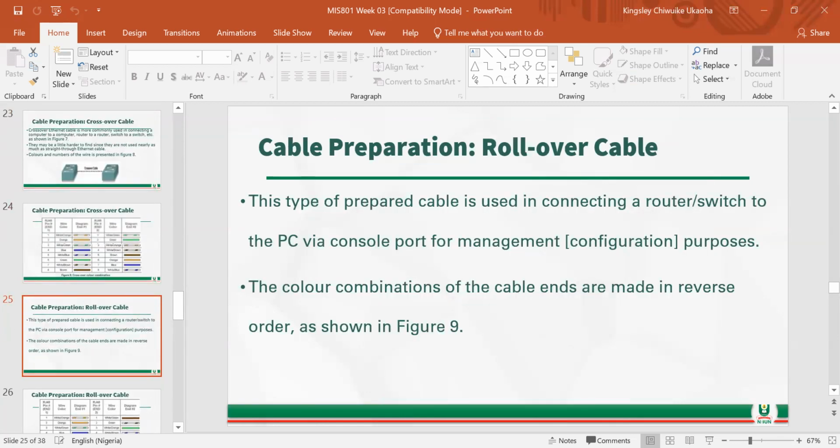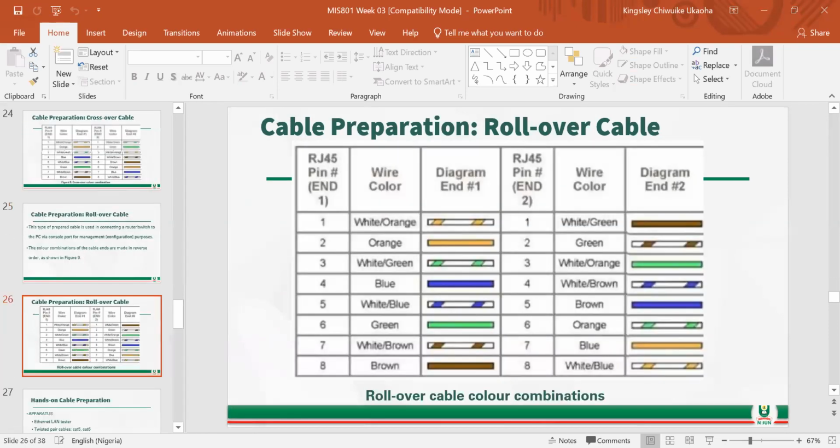Rollover cable. What do you mean? This type of prepared cable is used in connecting a router or switch to the PC via the console port for management or configuration purposes. Color combination of the cable ends are made in reverse order, as shown in our next figure. The RJ45 pin number 1, you have the white color, diagram end number 1, you have it there. RJ45 pin number 2, you have the wire color, diagram end number 2. So it's just a reverse. So you check what you have on the left, reverse it, you have it on the right. So it's called rollover cable.